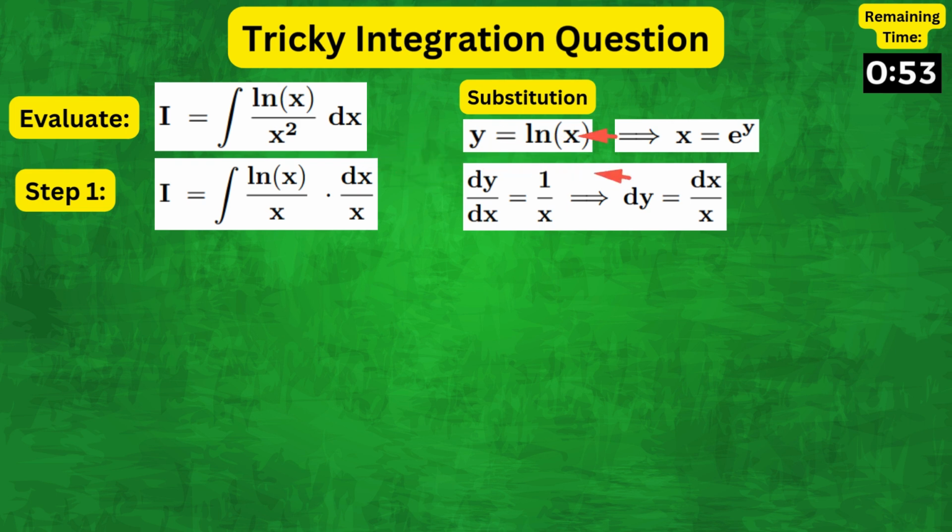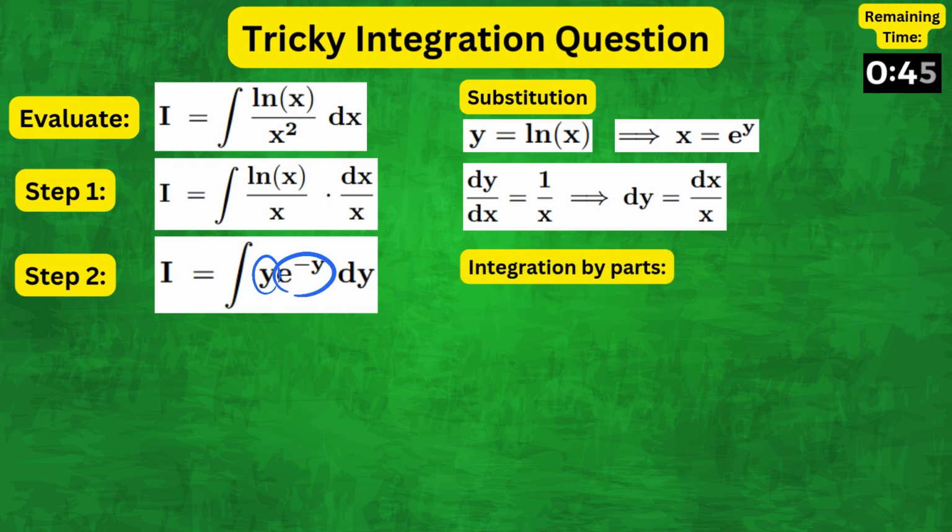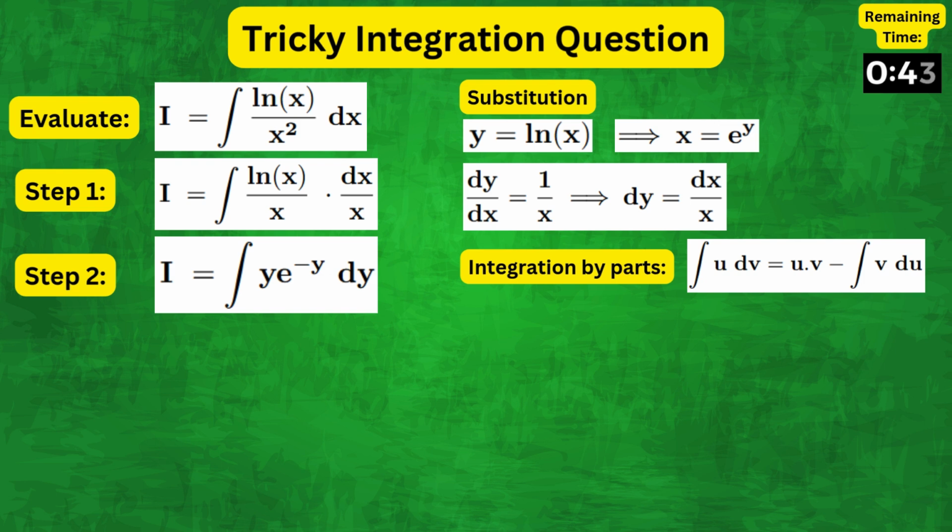Plugging all of these into the question, we get the integral y e to the minus y dy. Now we recognize that this integration is a product of two functions of y. So we will use the integration by parts technique with u equals y and dv equals e to the minus y dy.